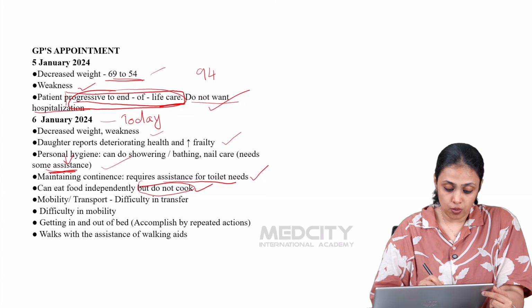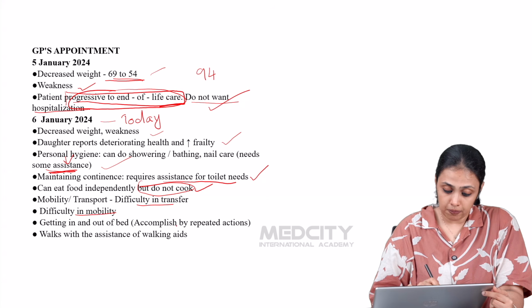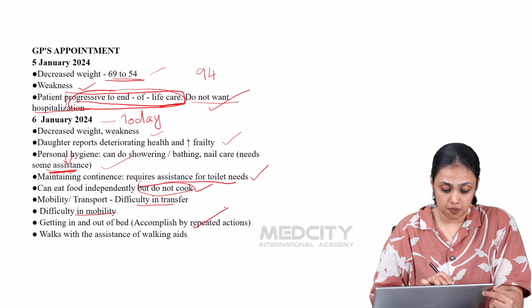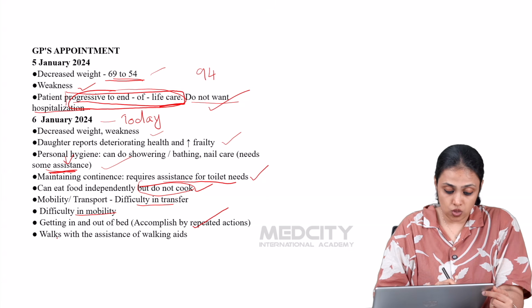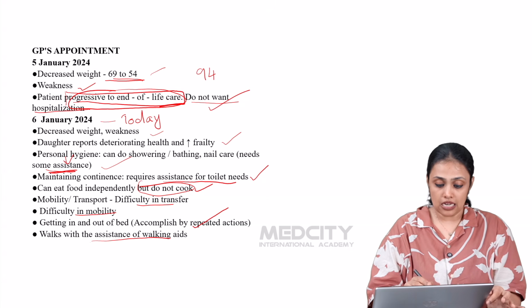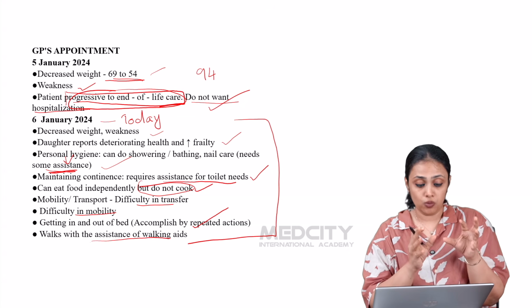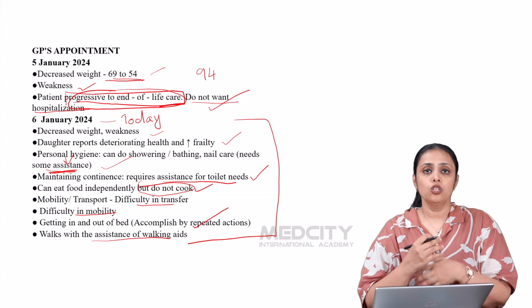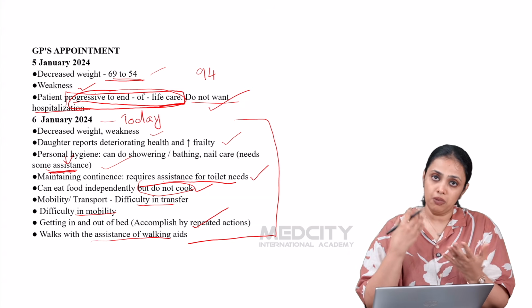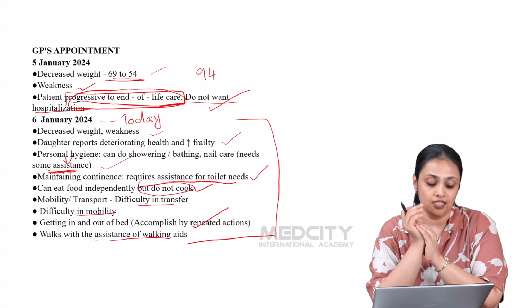Then mobility and transport: difficulty in transfer, difficulty in mobility, getting in and out of bed accomplished by repeated action. This aspect is also necessary. Walks with assistance of walking aids. So all these details are the most recent updates of the patient, which you have identified today. All of which should be communicated to the reader or to the new caretaker.